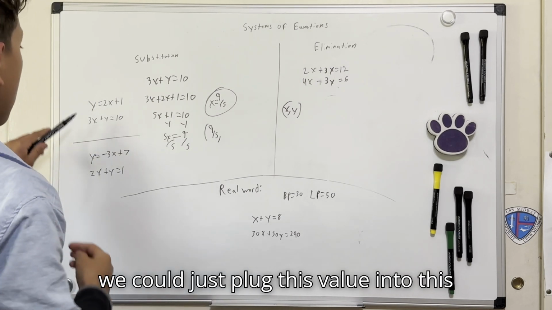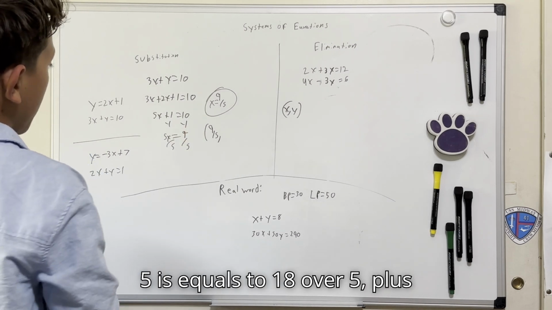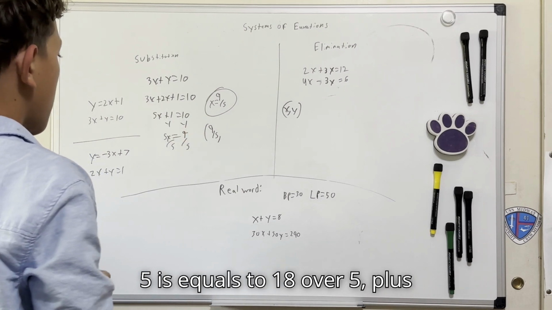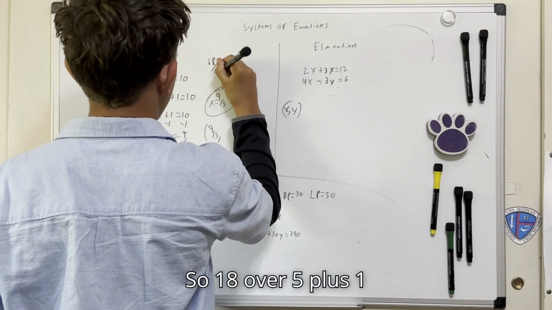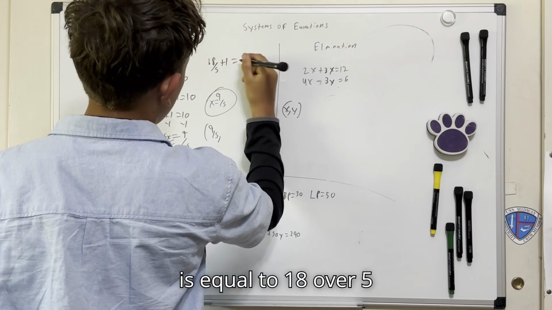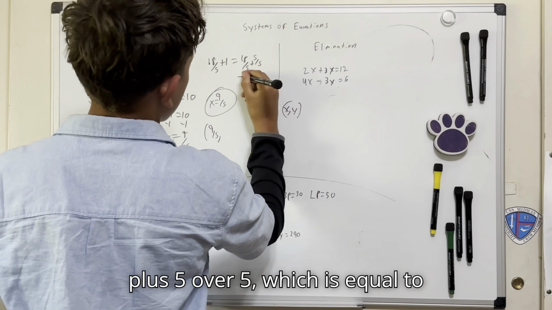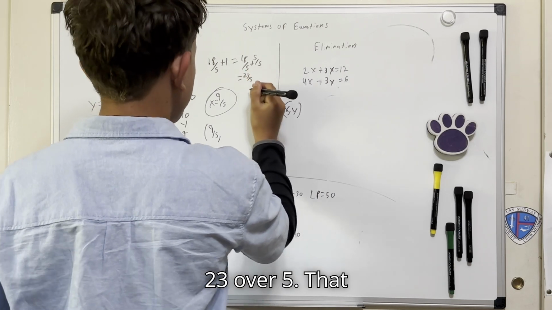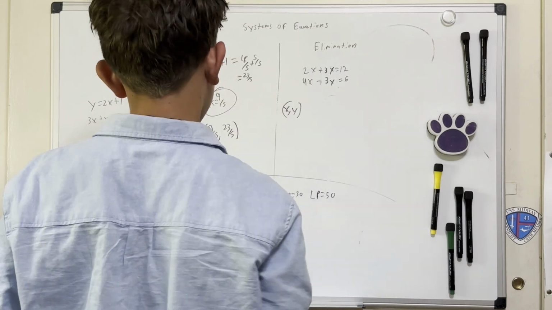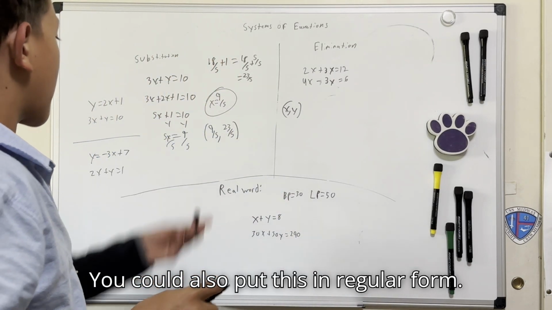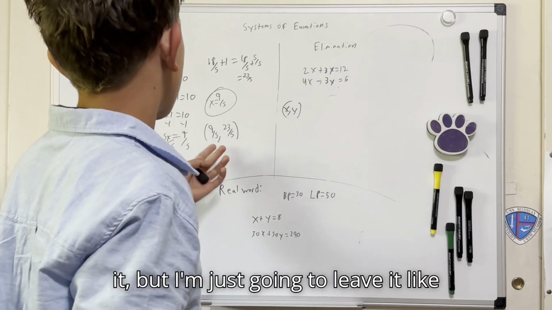For this one, we could just plug this value into this other equation. So 2 times 9 over 5 is equal to 18 over 5. Plus 1 is the same as adding 5 over 5. So 18 over 5 plus 1 is equal to 18 over 5 plus 5 over 5, which is equal to 23 over 5. That means y is equal to 23 over 5. You could also put this in regular form. I'm just going to leave it in improper. I can make another video on converting it, but I'm just going to leave it like this.